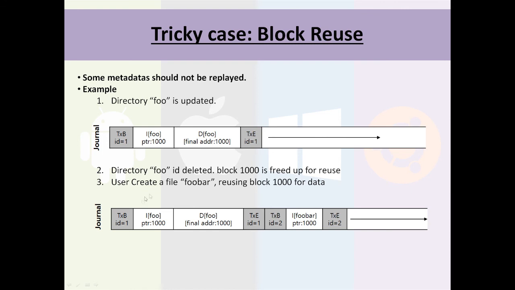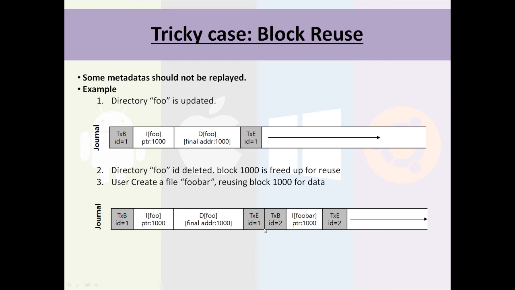Okay, so our journal looks like this now. The first step here is basically updating our foo with some update. And over here, we're updating our inode for foobar to point to that location of the file.